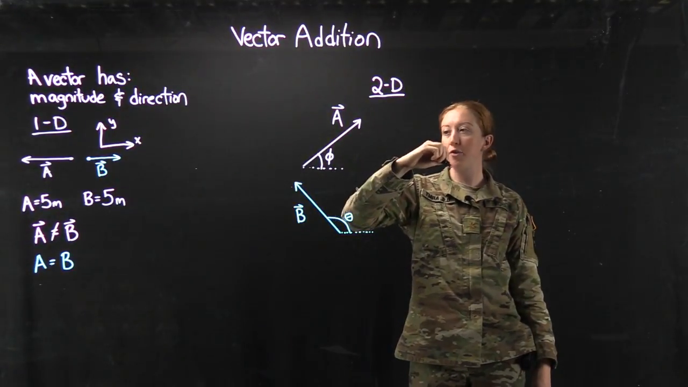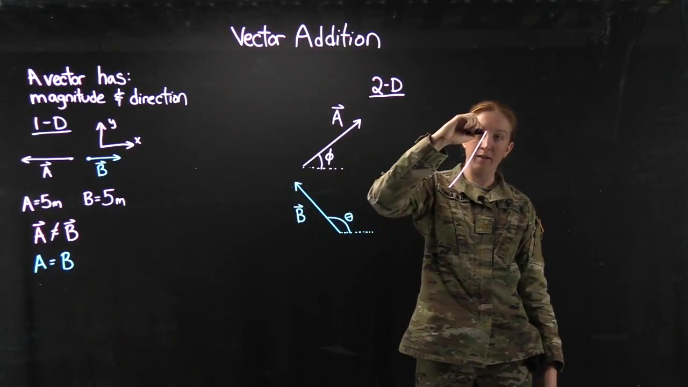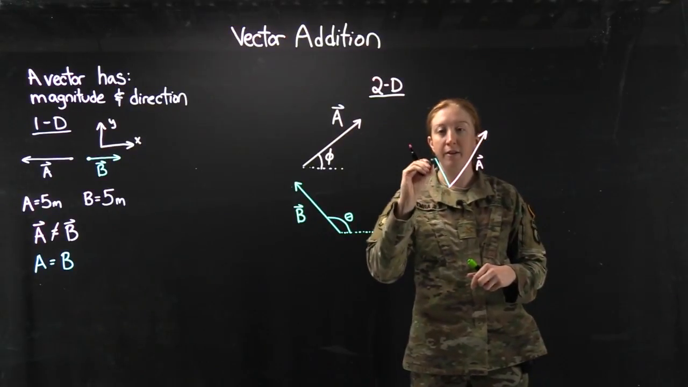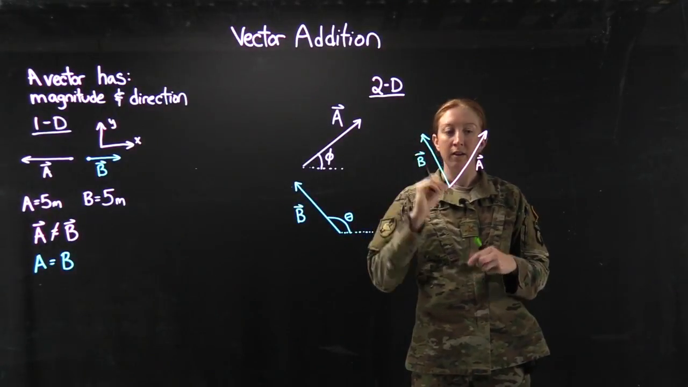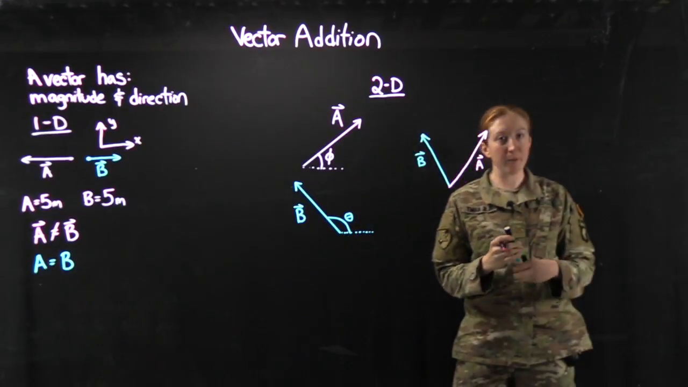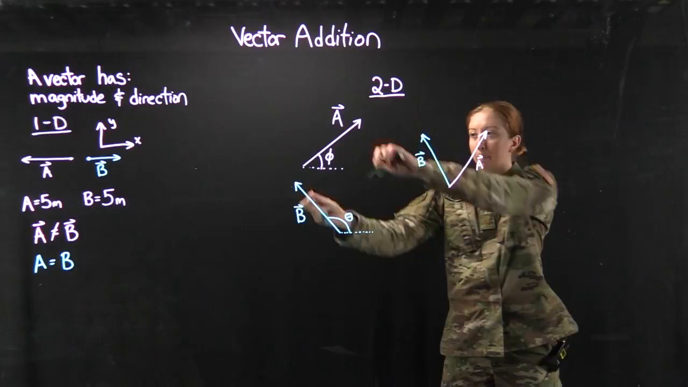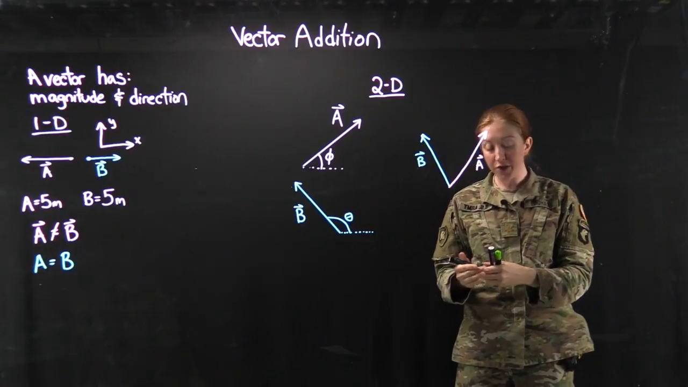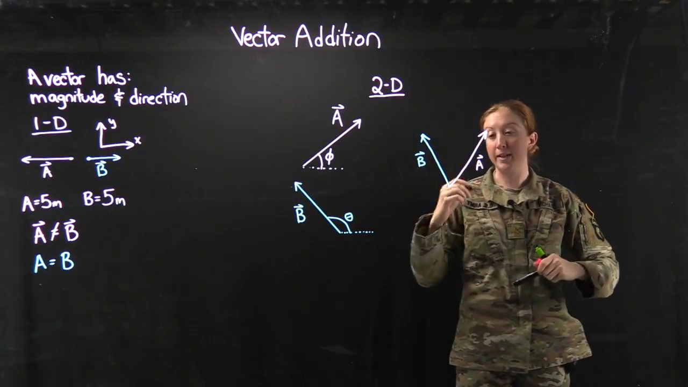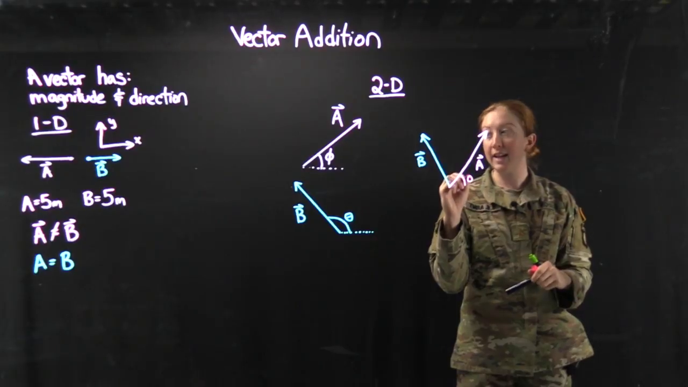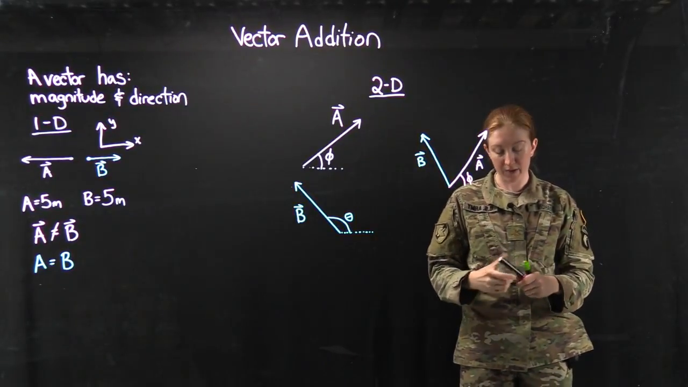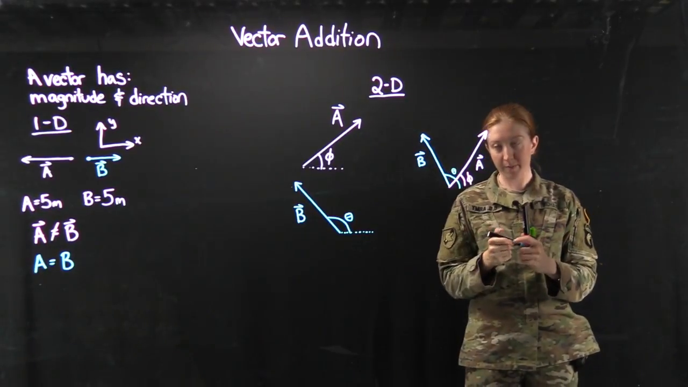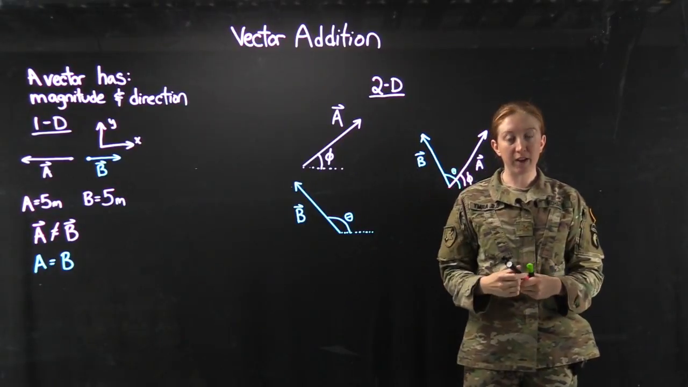So I'm going to redraw A and B. Here's A. Here's B. And what I've done is I've translated them. Remember, we can always translate a vector, and that means to pick it up off the page and move it somewhere as long as we don't change the magnitude and we don't change the orientation. Here we can still see that A is angle phi above the horizontal and B is angle theta above the horizontal. However, they have a common origin.